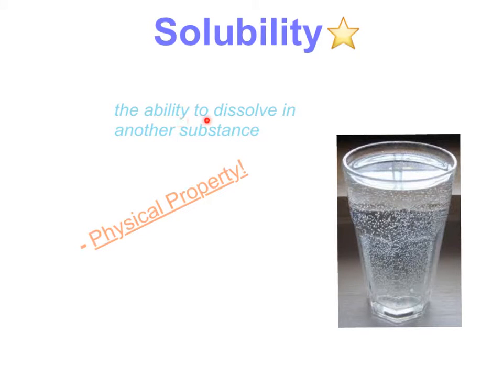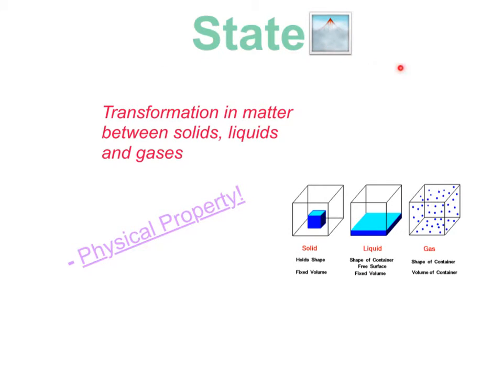the ability to dissolve in another substance. So this is salt dissolving into this glass of water and is making a new drink, you could say. State. This is a transformation in matter between solids, liquids, and gases. It is a physical property, and here's an example. Solid is holding a shape, liquid is having liquid in it, and gas is air.